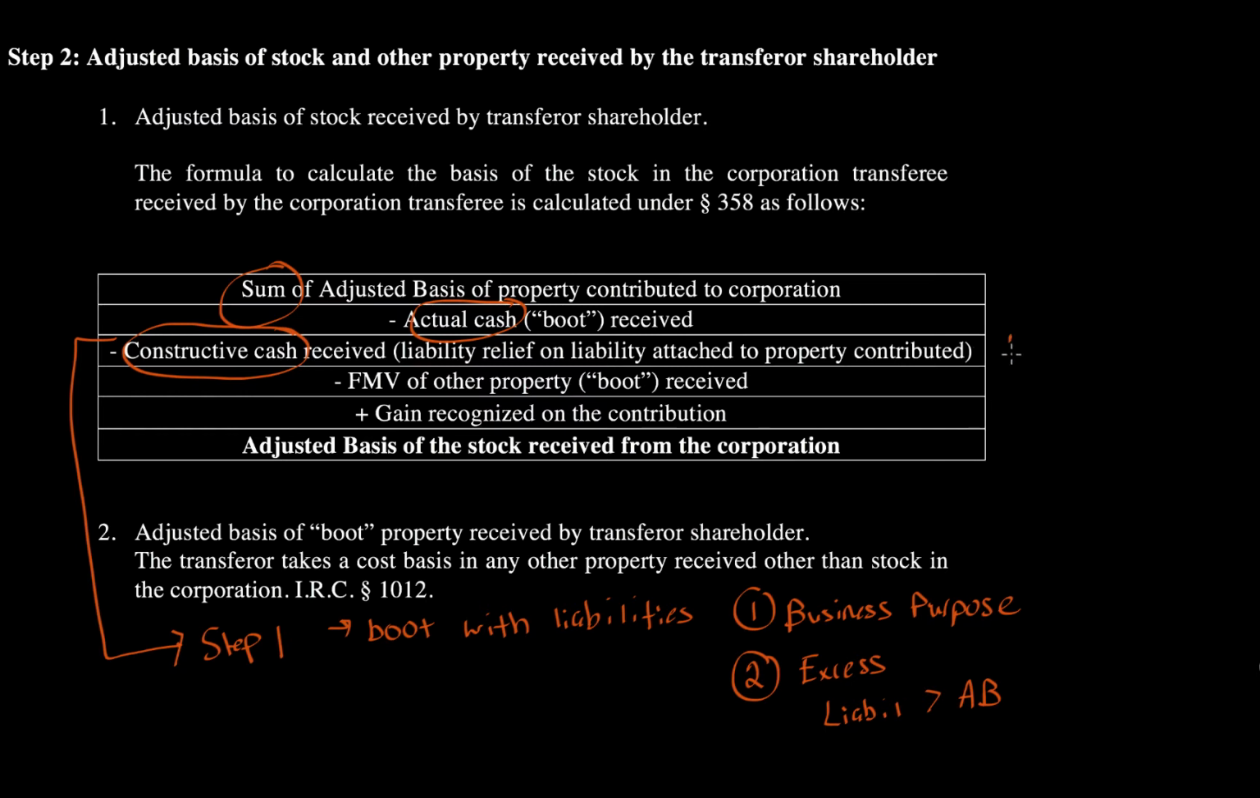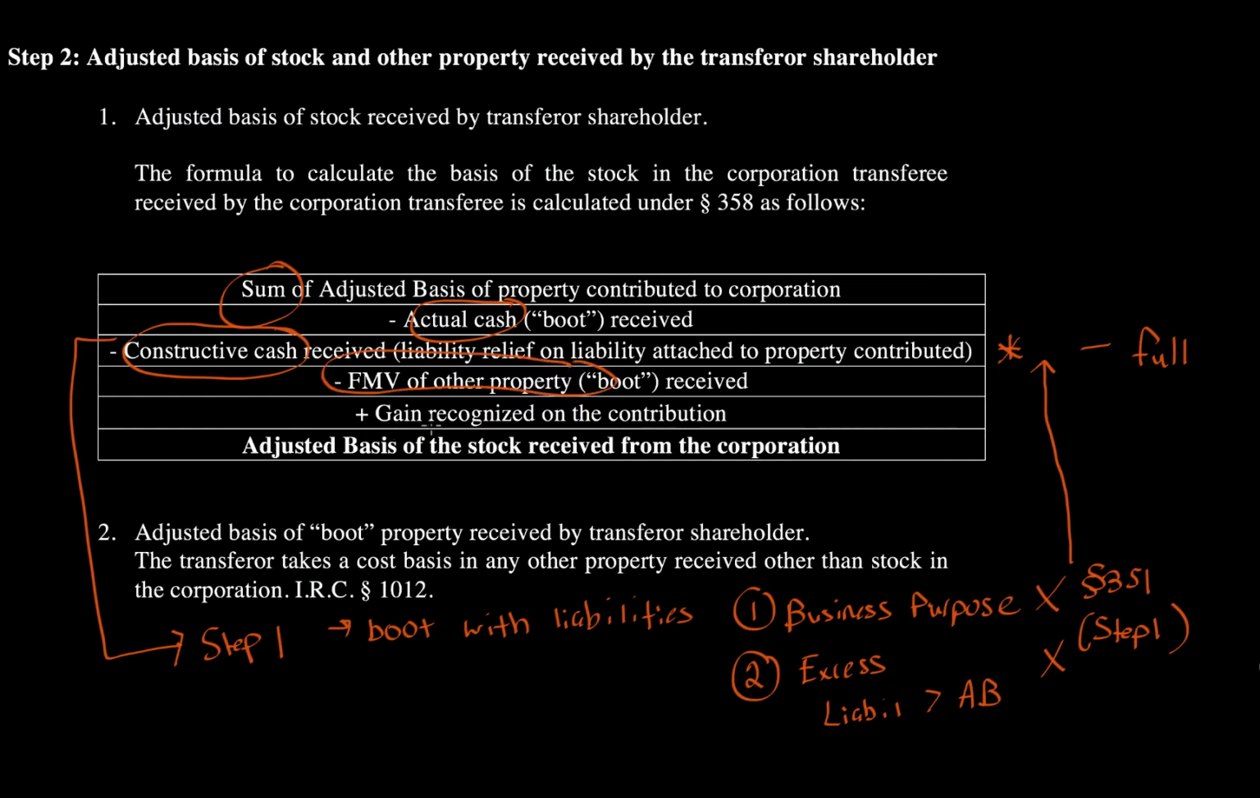This is an area that students and practitioners always miss. You need to pay attention because it's possible that under the section 351A or B analysis, step 1, we had neither of these. However, we still have to subtract away the full amount of the liability. Keep that in mind. The next thing we subtract away is the fair market value of other property received. Again, boot under analysis of 351B.